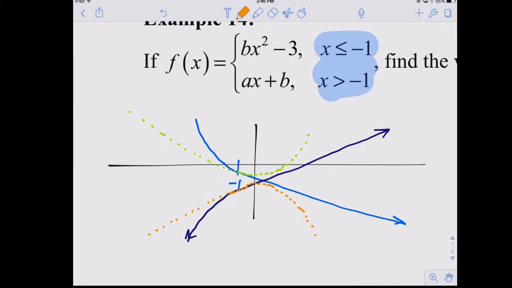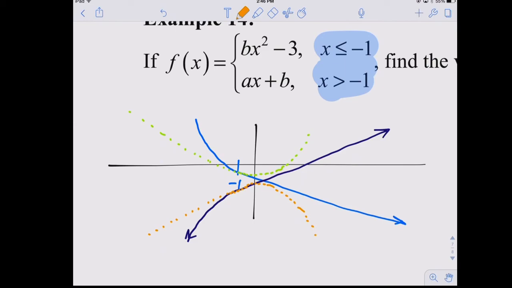Notice that if B is positive, my parabola is going to open up, yeah? And if B is negative, my parabola is going to open down. That coefficient of x squared ends up being the y-intercept of my line. So if my parabola opens up, then my y-intercept of my line has to be what? Positive or negative?